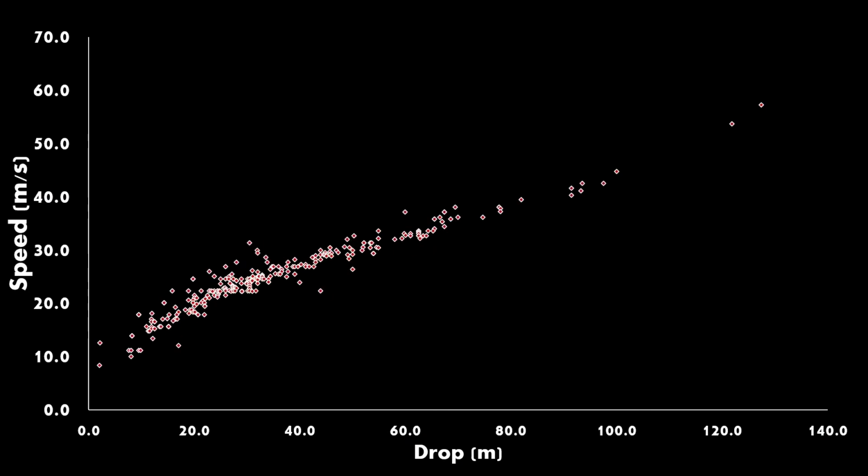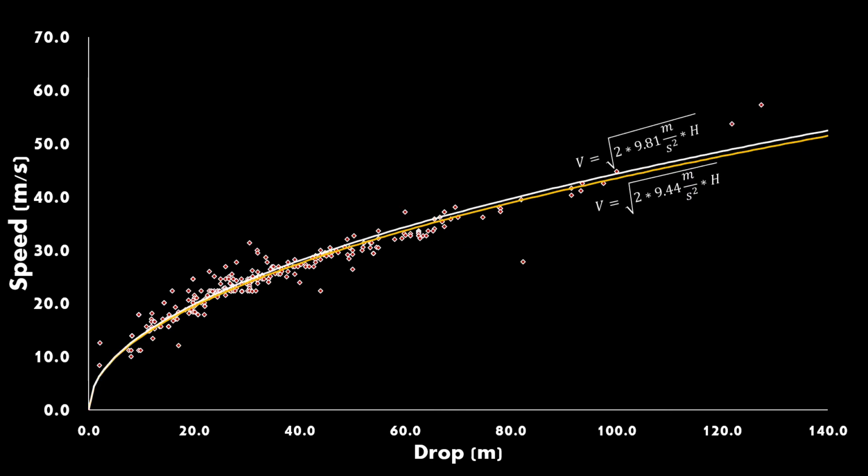So doing the same thing we did before, the best fit equation using regression, we did that, the speed equals the square root of 2 times 9.44 meters per second squared times h. So we're still not quite there, but quite a bit closer. But that's pretty fascinating that we're so close anyway. And if you plot the two equations, the theoretical and what we just got, on the same graph, we see that they are so close they might as well be the same.